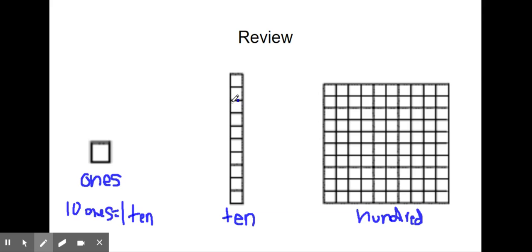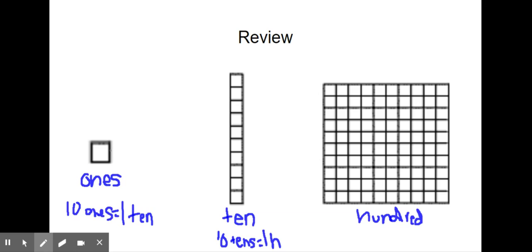Okay, now let's look at our 10. How many tens make up 100? So again, this is my 10. I'm going to look. So this is a 10, right? So 1, 2, 3, 4, 5, 6, 7, 8, 9, 10. So 10 tens equals 100. I'm just going to put an H there.